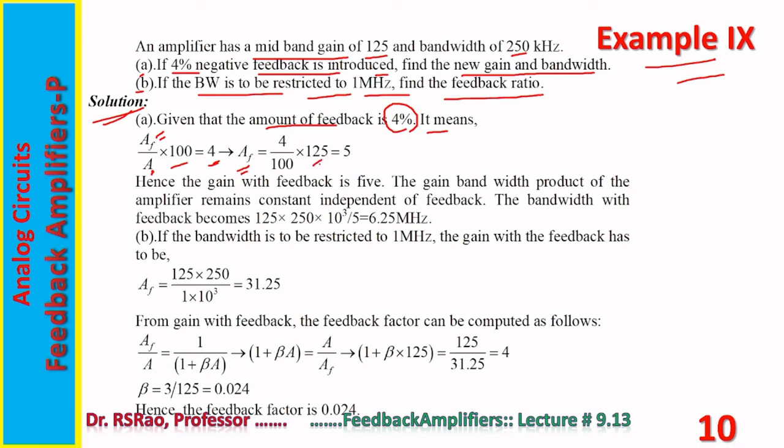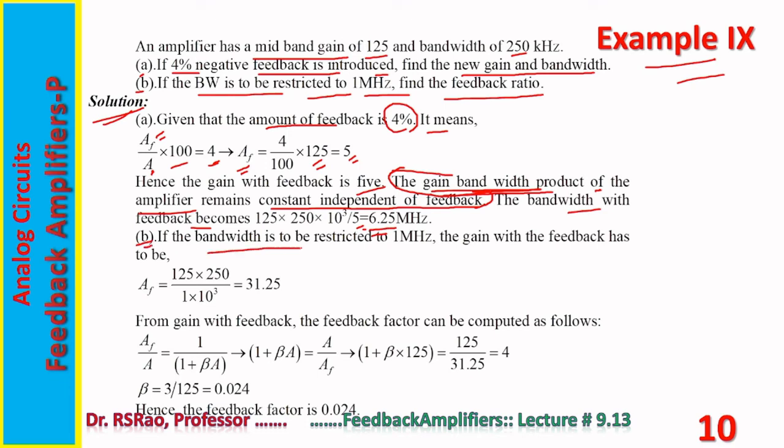From this, AF can be determined. 4 by 100 into 125 turns out to be 5. Hence the gain with feedback is 5. The gain bandwidth product of the amplifier remains constant, independent of feedback. This is the basic principle based on which this problem is set. Bandwidth with feedback becomes 125 into 250 into 10 power 3 by 5. It turns out to be 6.25 megahertz.